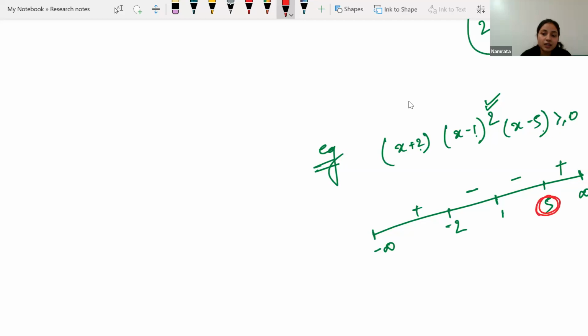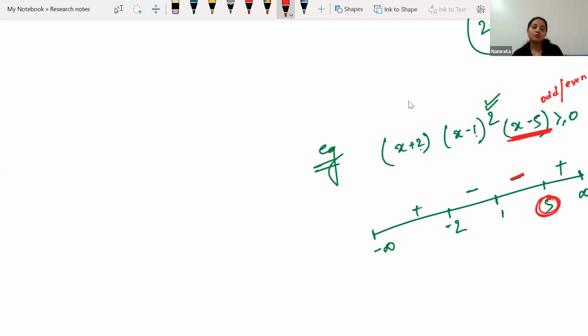After that we are going to shift. This 5 is the critical point. Where did it come from? It came from this factorized form. What is the power of it, odd or even? Odd. It's an odd power. Whenever the factorized form has an odd power, there will be a change in sign. So if you have written plus, there will be minus after that.